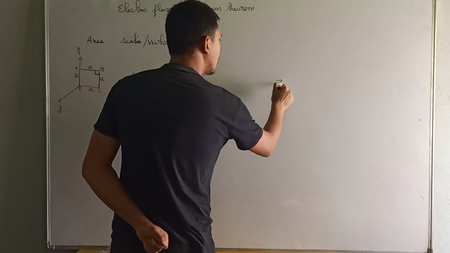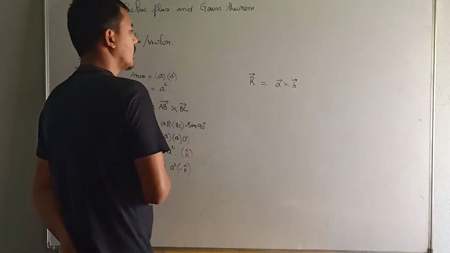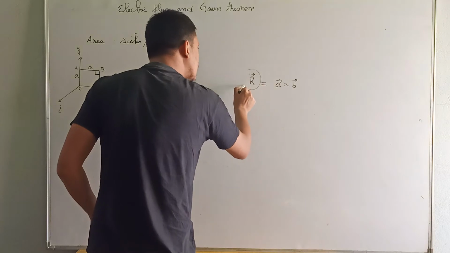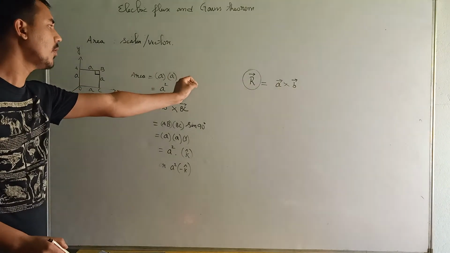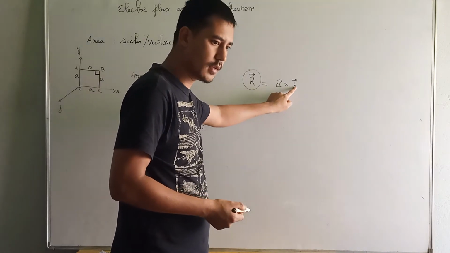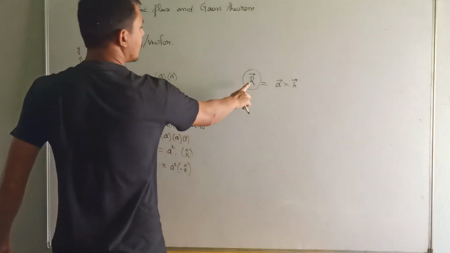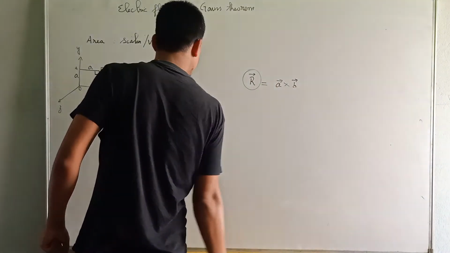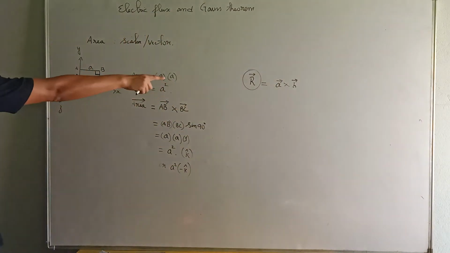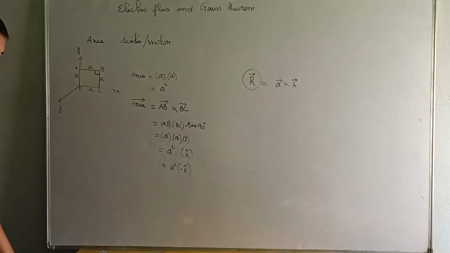if R is given by the cross product of any two vectors A and B, then this resultant should always be pointing in a direction perpendicular to both A and B. This is like a law from vectors. If R is obtained by the cross product of two vectors A and B, then R will always be in a direction perpendicular to the plane containing A and B. So we have the law here.